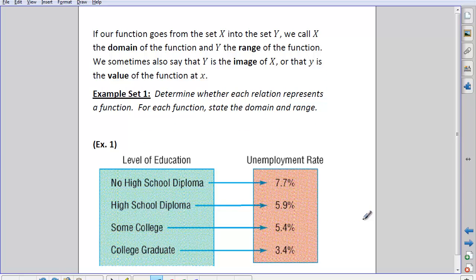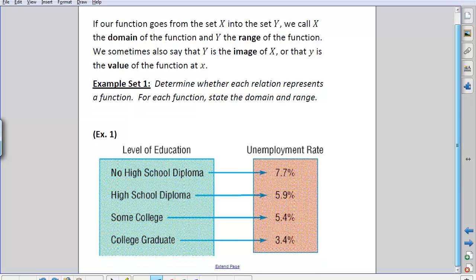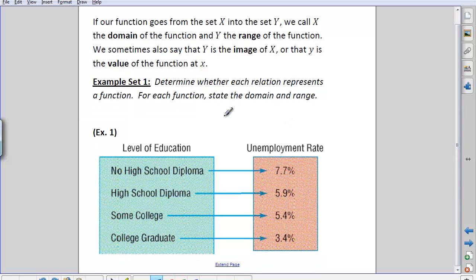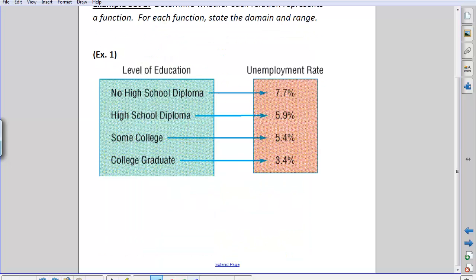Let's look at these examples here, and I'll get to these notes up here, a couple more definitions in just a minute, but let's look at these first examples. It says, determine whether each relation represents a function, and for each function state the domain and range. So does this represent a function, this mapping here? And I would say, yeah, it does. Each input has only one arrow, so that is a function. So we could say, yes, that is a function.